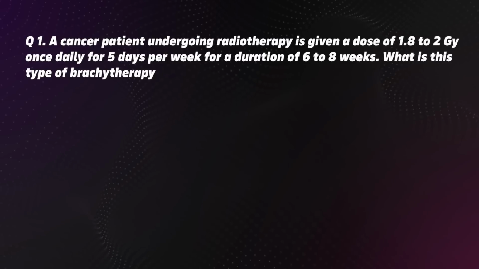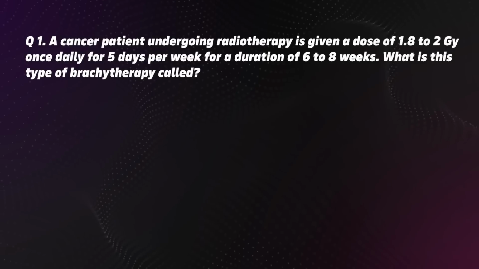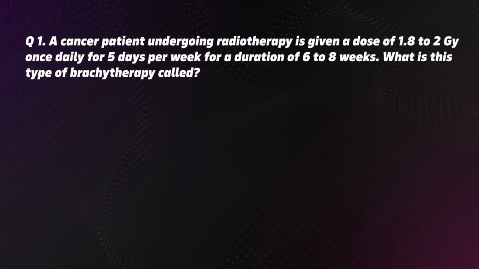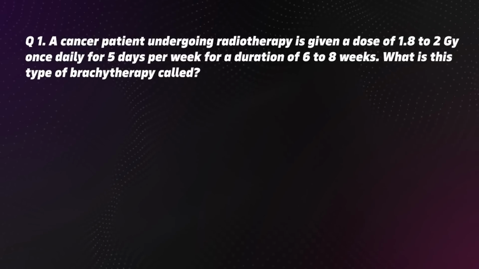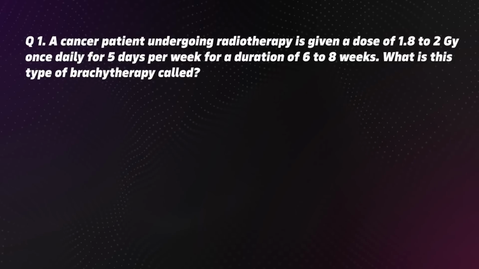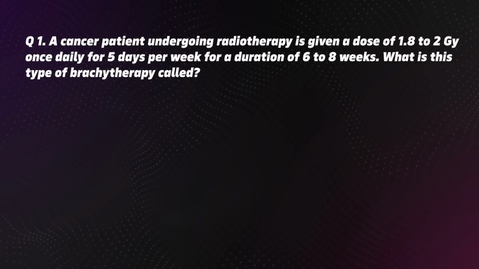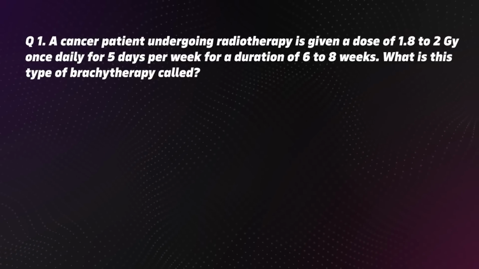First question on your screen now. Question 1. A cancer patient undergoing radiotherapy is given a dose of 1.8 to 2 Gy once daily for 5 days per week for a duration of 6 to 8 weeks. What is this type of brachytherapy called?